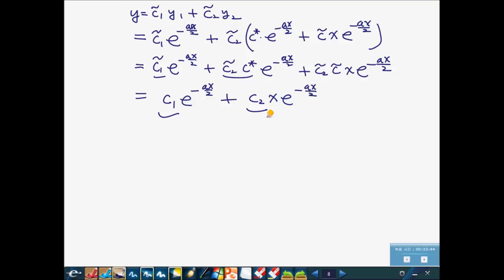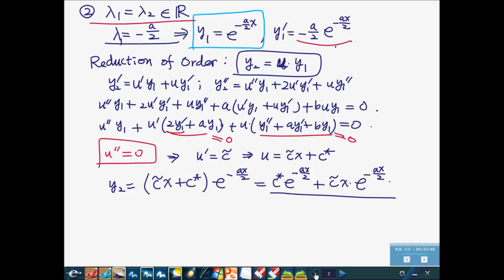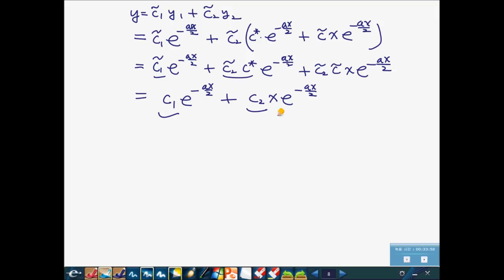So you don't need to worry about the integral constant here. You didn't consider the integral constant here. It could be just x, and at the end only this x is left, okay? And all the integral constant is included in c1 and c2. Okay? All right. So that's the second case.